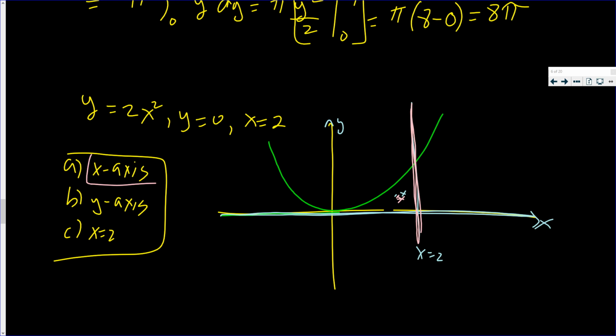And let's not forget that pi in front like I just did. So what we're going to get is pi times, remember, there's a 4 here. When you plug in the 2, 2 to the 5th is 32, times 4 is 128 over 5. And when you plug in 0, you're going to get 0. So it's 128 pi over 5. Can't be reduced. That is the answer to part A.